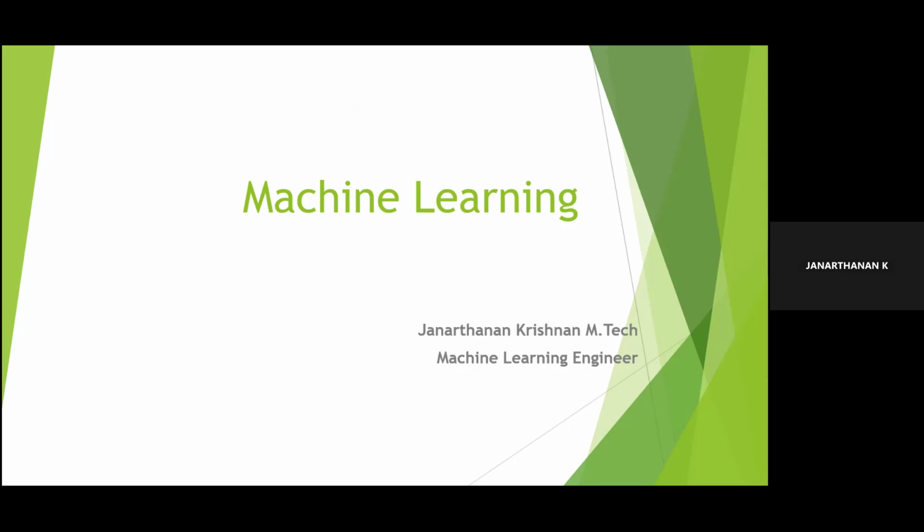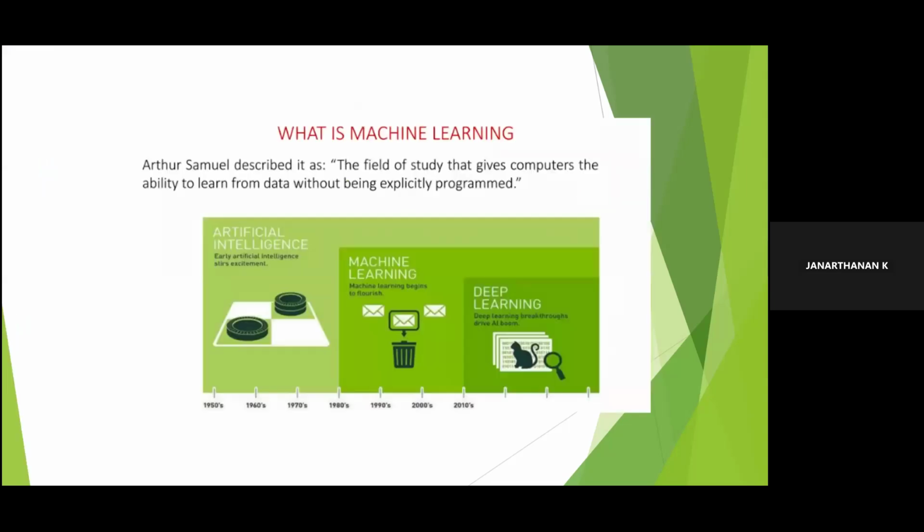So, machine learning. Many authors and research scientists have given different explanations for machine learning. Arthur Samuel described it as the field of study that gives computers the ability to learn from data without being explicitly programmed. So basically, we'll split this into the words machine and learning. First of all, learning is a continuous process. We are making the machine learn.